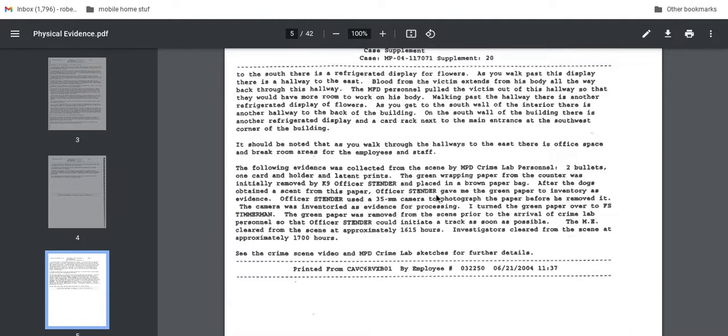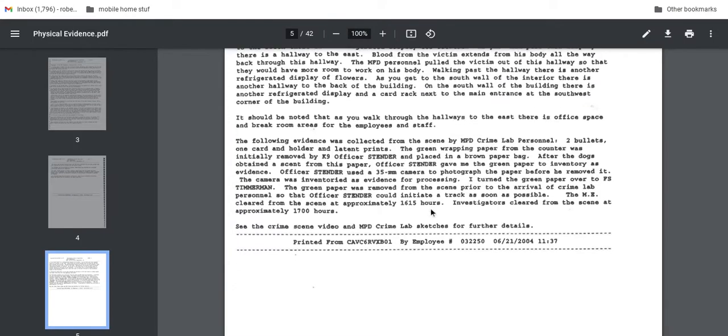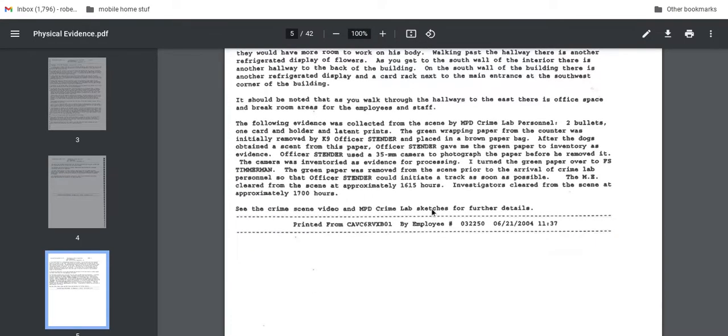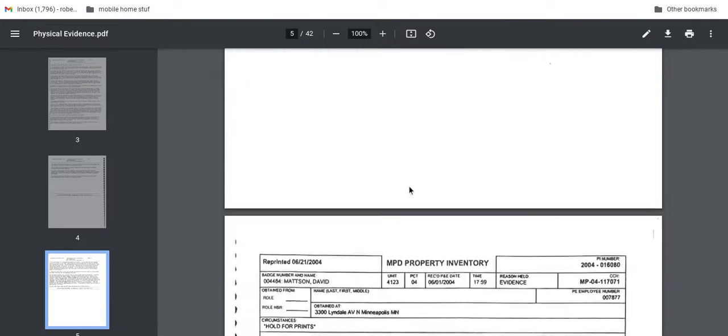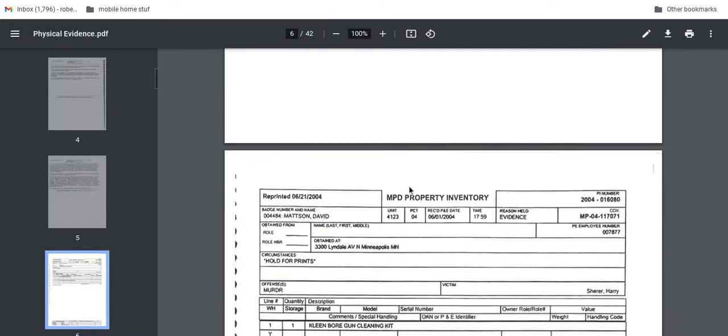It was moved. They have to explain why it was moved. It was moved for the dog to be able to get the scent off it. And that's the reason why the scene was disturbed as far as the green paper. And that was turned over to Timmerman. Okay.